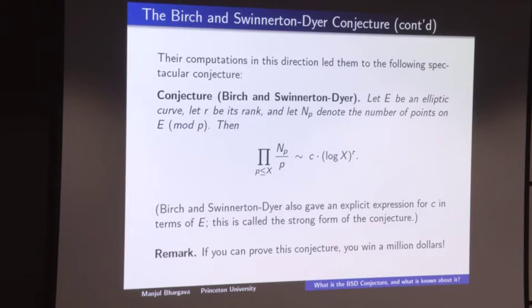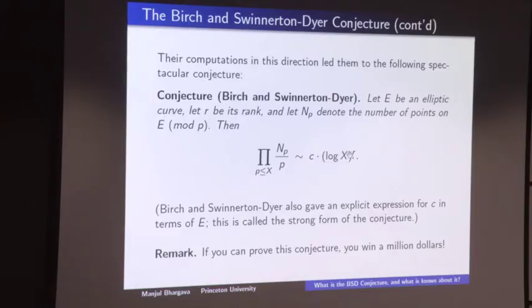If you can prove this conjecture, you win $1 million. And in case it helps, you only have to solve the weak version of the conjecture. You don't have to do the strong form where you figure out C. So in case that helps, I thought I should tell you that. Okay, so you only have to prove that this r is correct as it is. You don't have to prove the C part. Okay, so that's the Birch and Swinnerton-Dyer conjecture.